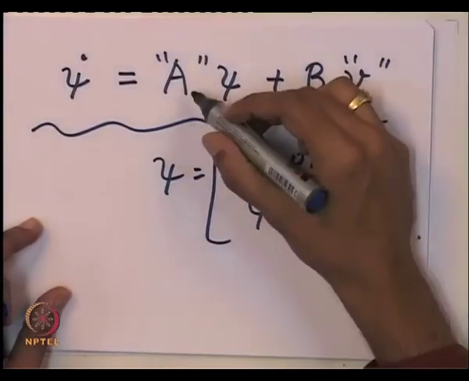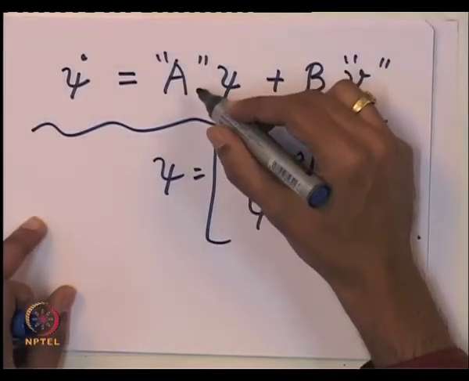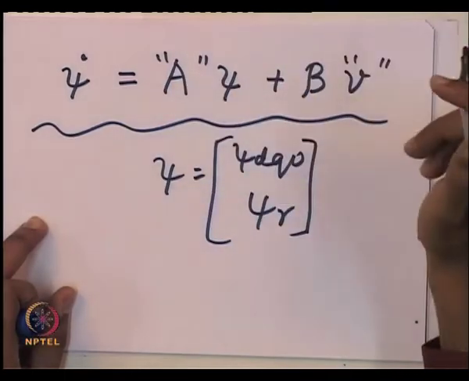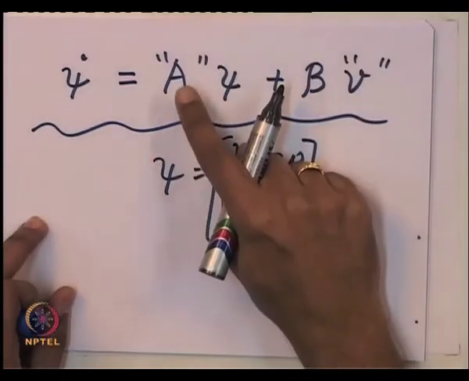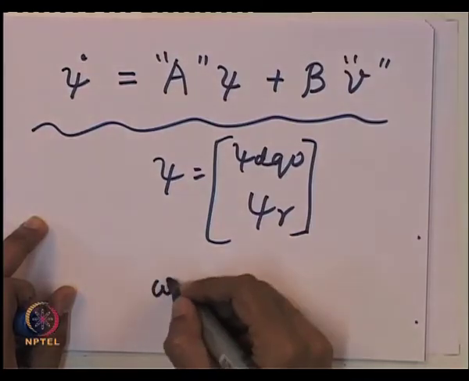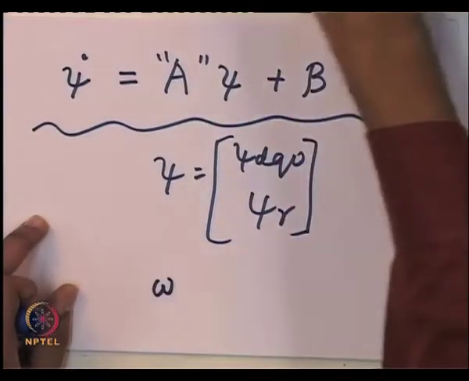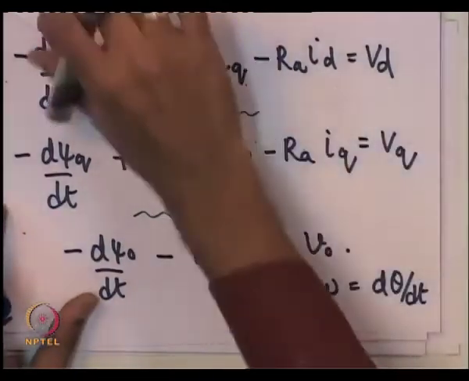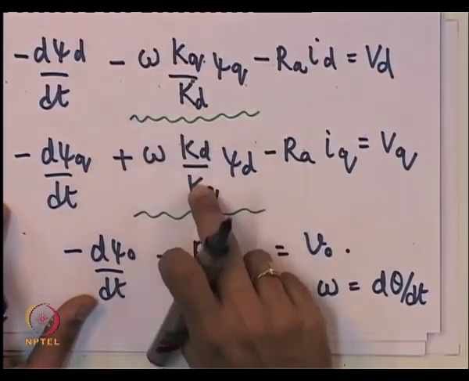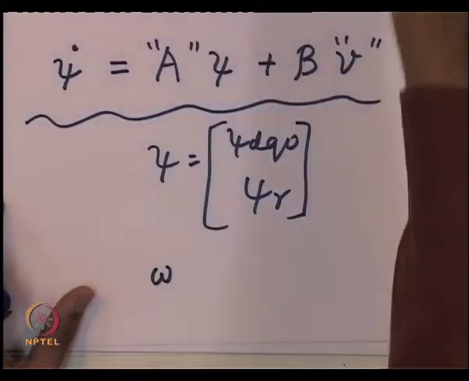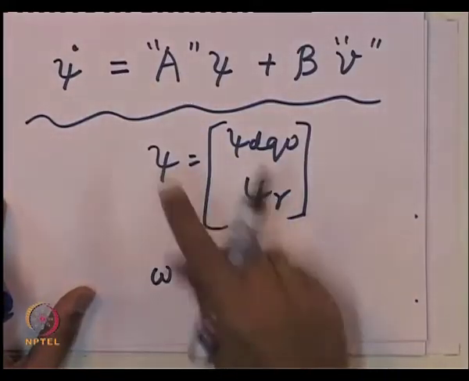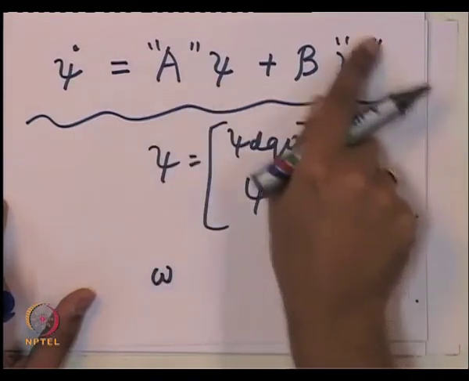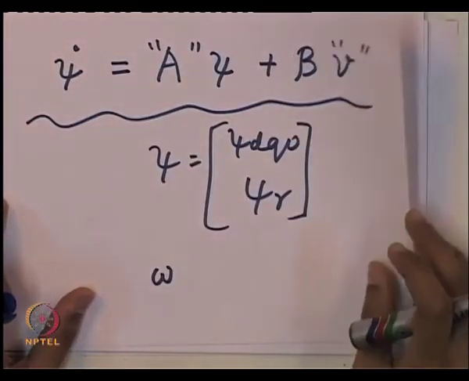Okay. This A does not have time coming in explicitly. You do not have time or theta coming in explicitly. Of course, A does contain omega. Remember that because the equations of flux have the speed EMF term, A is a function of omega. But if omega is a constant, then this A becomes linear, this particular equation becomes linear time invariant.